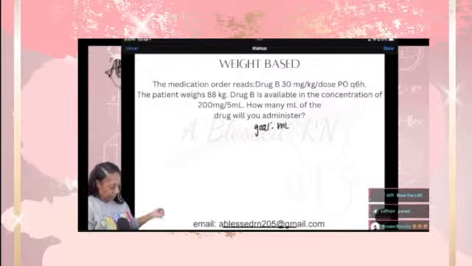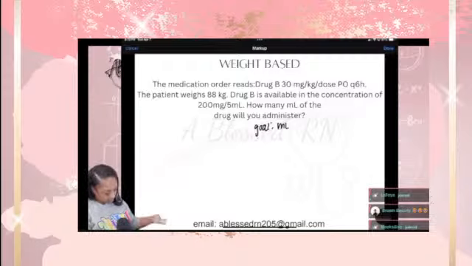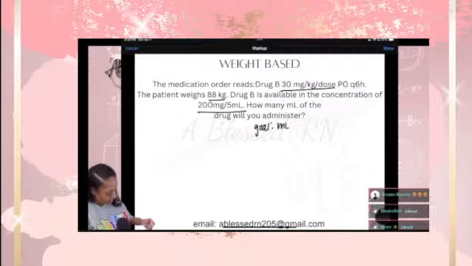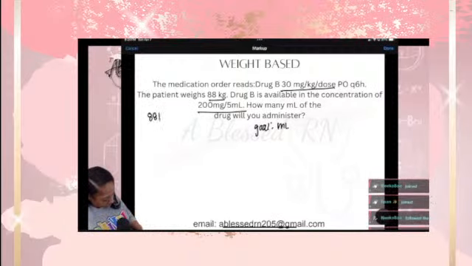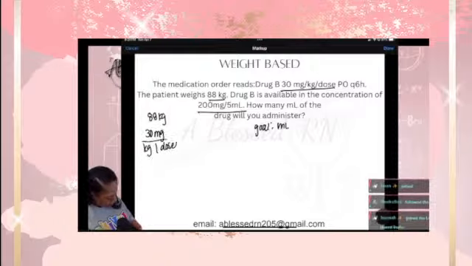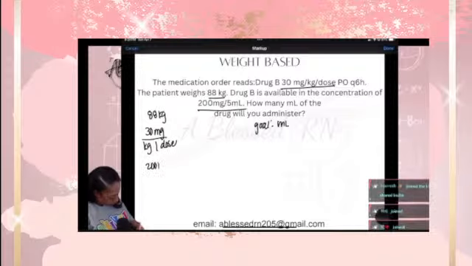Okay. So this is going to be a weight-based problem, PPP: patient, prescription, product. We want to know our patient's weight, we want to know the prescription, and we want to know the product, the medicine that's available. So we got 88 kgs, and we need 30 milligrams per kg per dose, and then we have 200 milligrams per 5 milliliters.